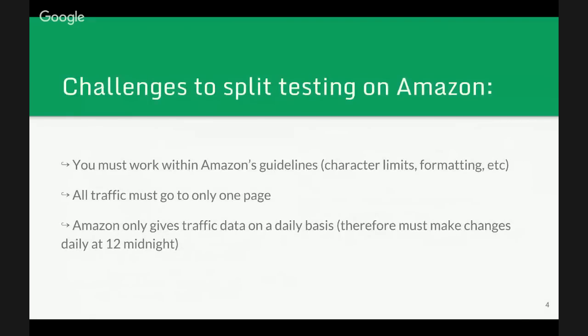So let's talk real quick. With typical split testing, you can send one visitor to one page or one variation, then the next visitor to the next one. With Amazon, it's a little bit different because we have to play by their rules. We can't alternate pages every other visitor, and we have to play according to their guidelines. We have certain character limits, certain formatting. We can only have so many pictures, and the pictures have to look a certain way. And they only give us limited data.